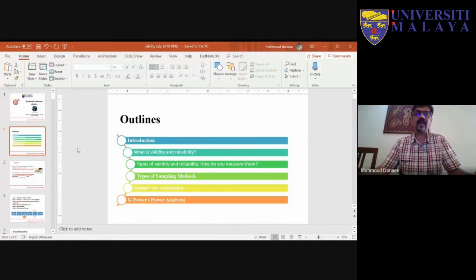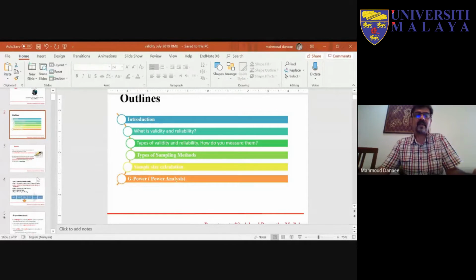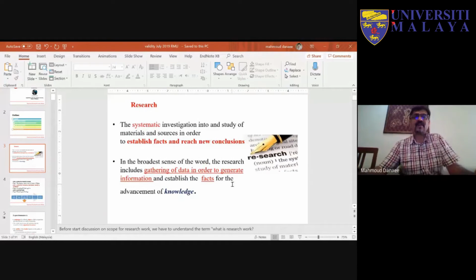Okay, today I'm planning to talk about these outlines: a brief introduction about the questionnaire, the definition of validity and reliability, types of validity and reliability, and also some more details about the different types of measurements for checking the questionnaire validity and reliability. But before starting, let's start with this question. What is research?